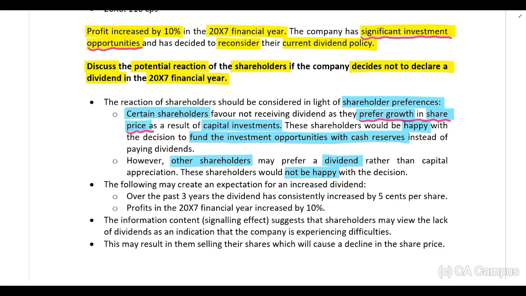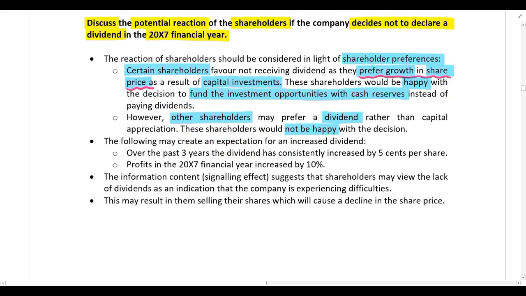Some will be happy with the decision. Those that prefer capital growth in the share price, they'll be happy with the decision. However, those that are dependent on the dividend each year and those that are risk averse, they would rather get the known dividend today than wait for uncertain capital growth, they would not be happy with the decision. Now, another problem is the company's actually created an expectation for an increased dividend in the 20x7 year.